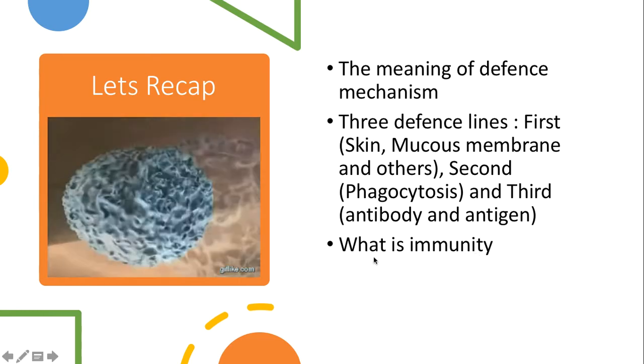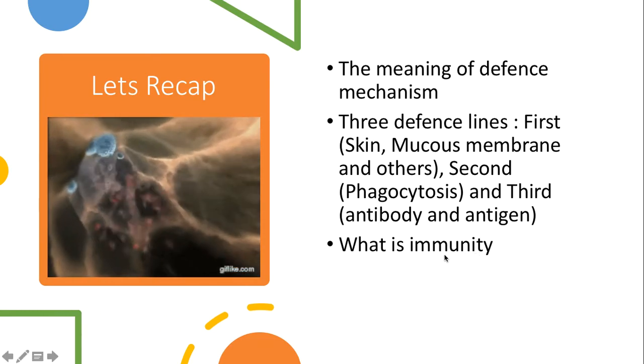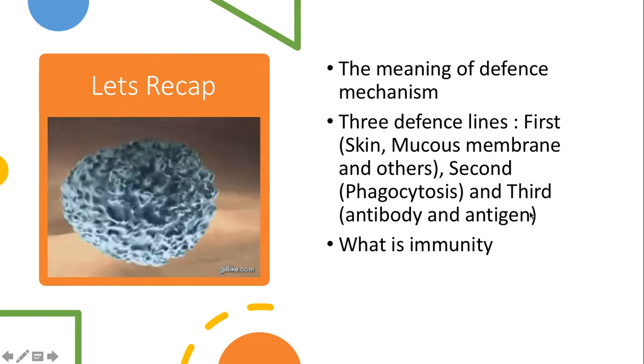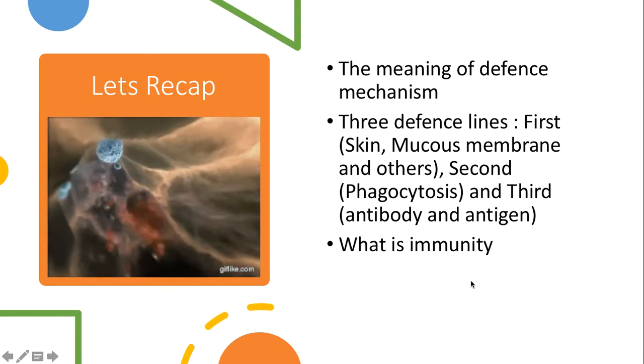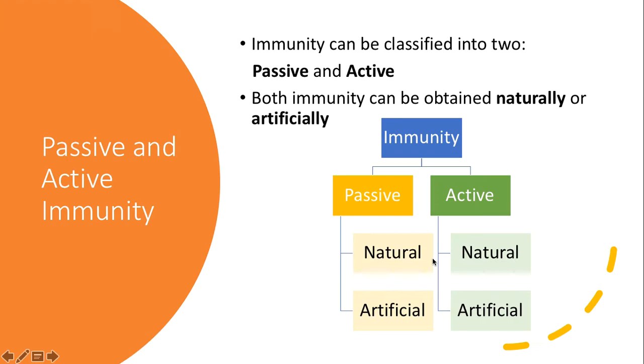And last but not least, you did learn about the immunity, which basically an effort to stimulate your body to produce an immune response. So in today's lesson, we're going to learn about the passive and active immunity. Our immunity can be classified into two, which is passive and active. Okay? Ada keimunan pasif, ada keimunan aktif.